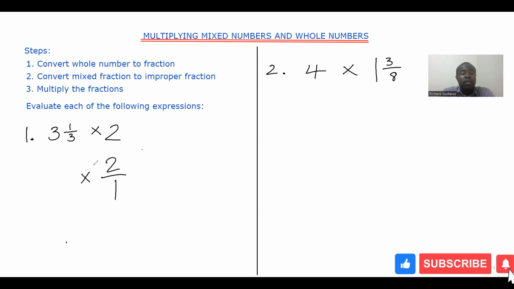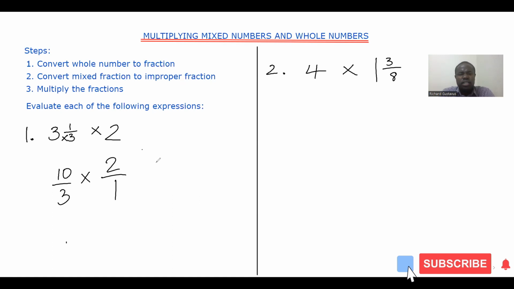Now we are going to convert our mixed number to an improper fraction. We do that by multiplying the denominator by the whole number, then add the product to the numerator. So it's 3 times 3, which is 9, and then 9 plus 1 is 10. So it's 10 over 3.